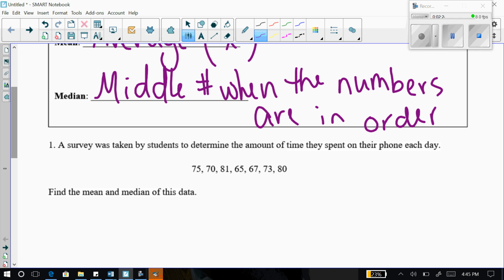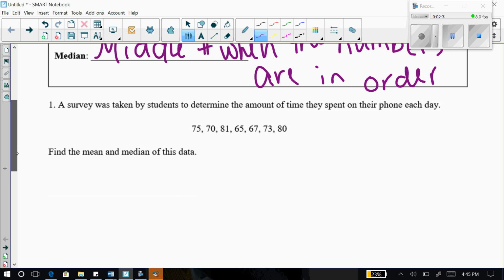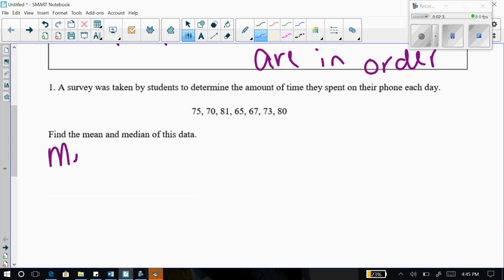So a survey was taken by students to determine the amount of time they spent on their phone each day. Find the mean and the median of this data. Okay, so the mean is the average. So what would be the average amount of time that the students are spending on their phone each day? That's what we're going to find. So this is new, so make sure you guys are paying very close attention and following along with me as I'm doing it in the calculator, because I want you to learn the calculator as well.